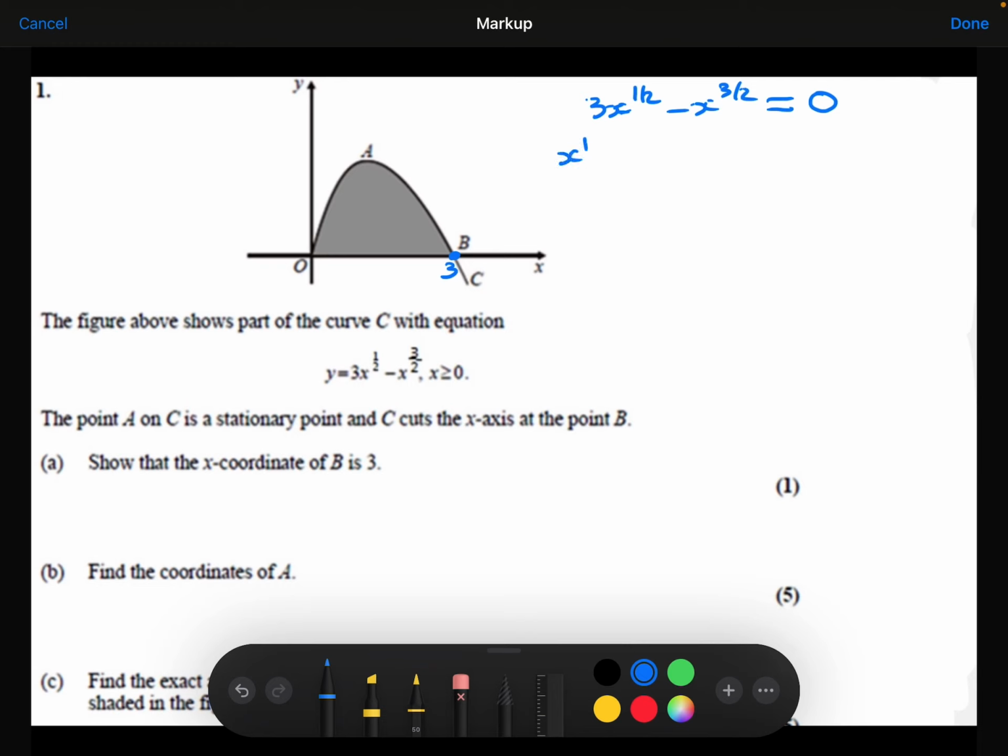we can factorise the x to the power of a half outside, like that. Just double check this, the x to the power of a half times 3 does give the 3x to the power of a half. The x to the power of a half times the minus x does give the minus x to the power 3 over 2. So therefore, either x to the power half equals 0, so x equals 0, which we know from over here, or the 3 minus x equals 0, so x equals 3, which was what we needed to show.